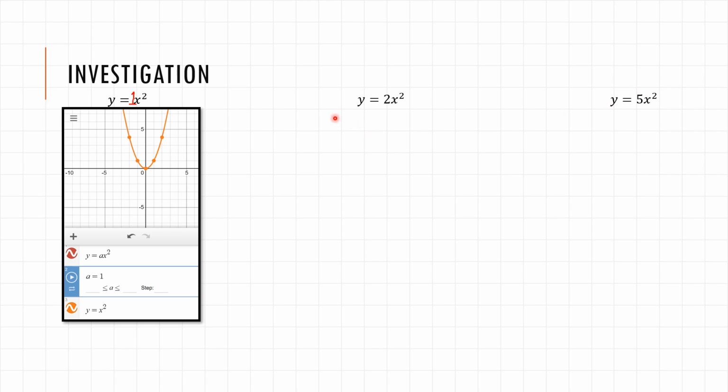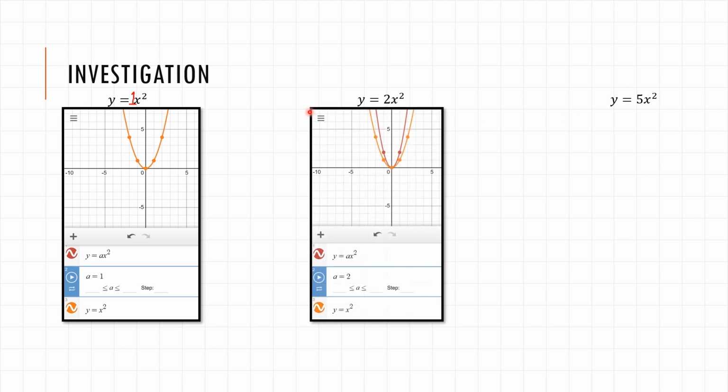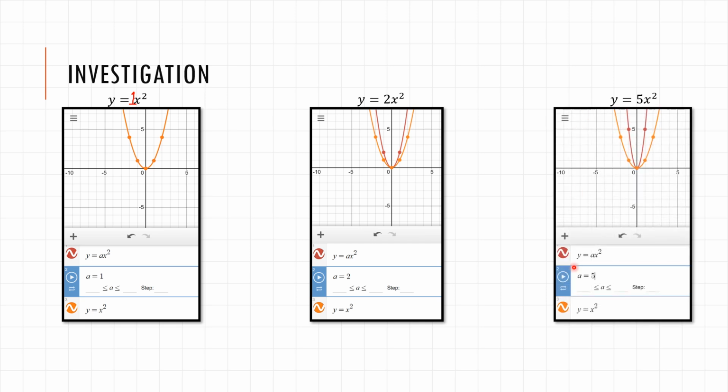Okay, let's take that up. So here we can see the graph of y equals 2x squared. So the value of a here is 2. And this is the red graph here. The graph y equals x squared is still here in orange, but 2x squared is here in red. And when we continue that to graph 5x squared, it looks like this.